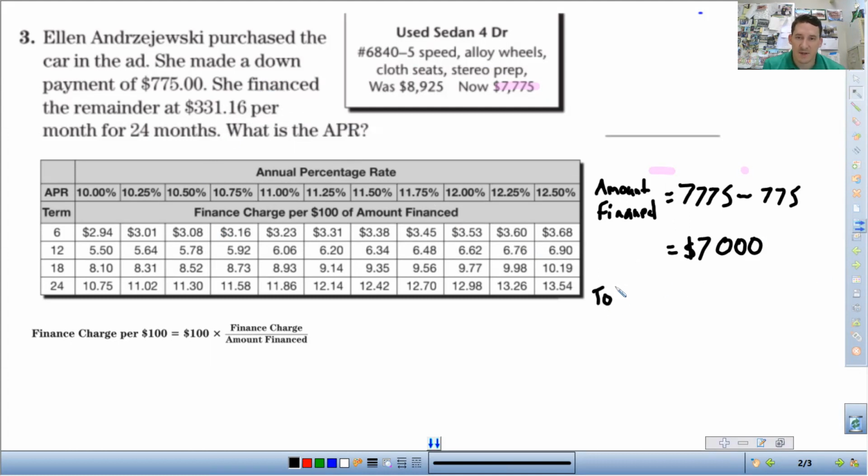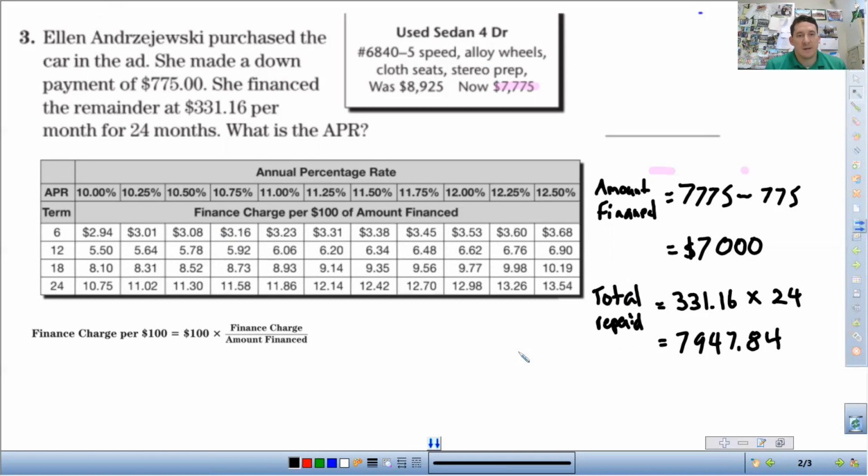So what we're going to do now is calculate out the total repaid, and that is just going to be the monthly payment, $331.16 times the number of months she's paying, 24 months. So $331.16 times 24 is $7,947.84.